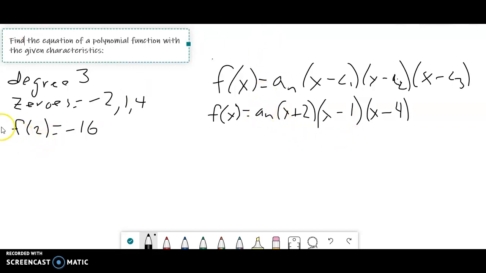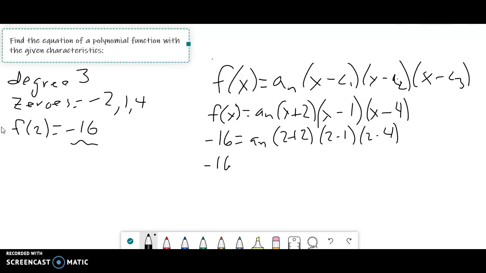Now what we really need to figure out here is what is that leading coefficient, this piece right here. And this is where that last piece of information, f of 2 is equal to -16, comes into play. I plug -16 in for the y position, which is what this is telling me to do, then 2 must be the x. So I'll have 2 plus 2, I'll have 2 minus 1, I'll have 2 minus the 4. And from here I'm just going to simplify everything that I have to solve for that an.